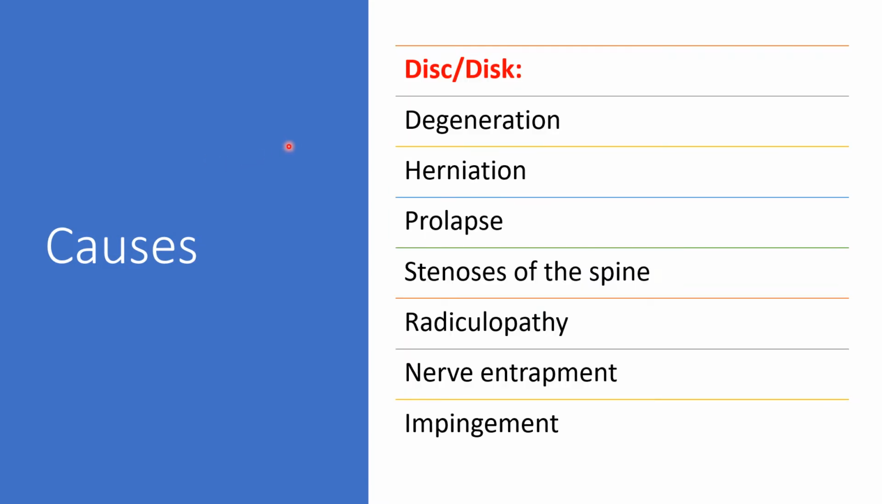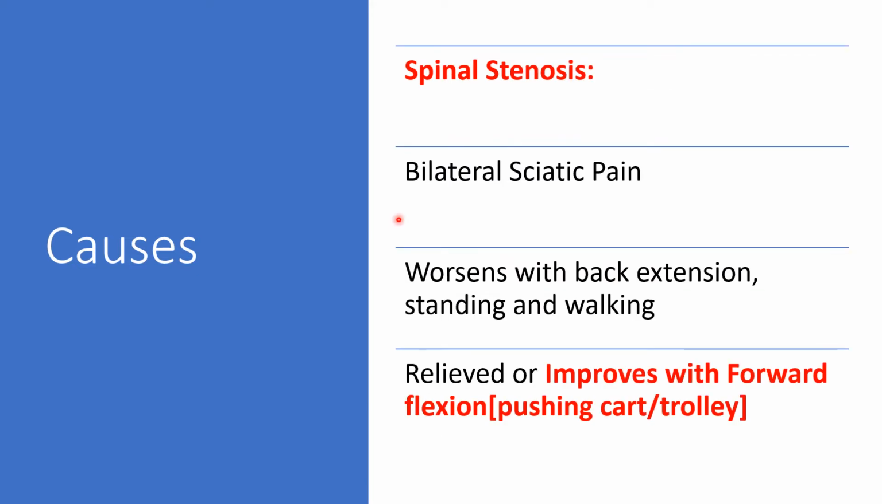Other causes will be problems associated with disc. And you could see two different spellings, one for Europe, one for North America. So it's either we are dealing with disc degeneration, herniation, disc prolapse, stenosis of the spine, radiculopathy, leading to nerve entrapment and then impingement. Another cause will be spinal stenosis. Here, this will be leading to bilateral sciatic pain.